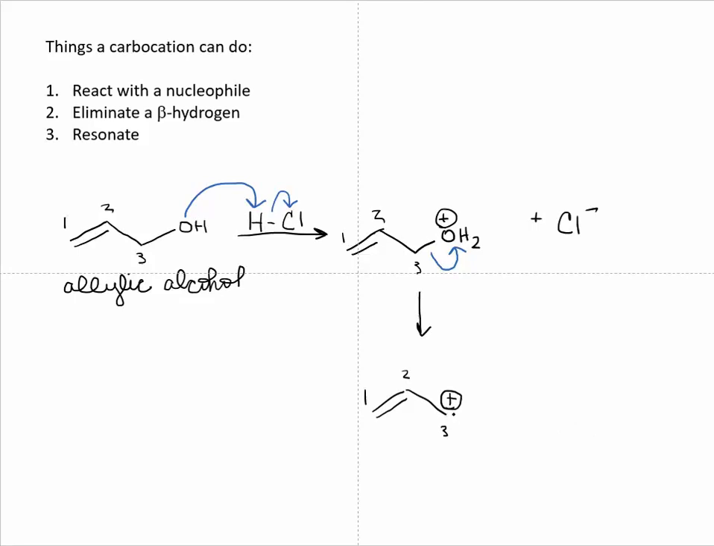This is not a primary carbocation. I know it's your first instinct to say this is primary. It is not a primary carbocation. It is allylic. Allylic and benzylic carbocations are stabilized by resonance. So one thing that this carbocation can do is resonate. The products of the resonance look like this. Now the carbocation is at carbon number 1 and the double bond is across 2 and 3. It becomes more important when you don't have a symmetric double bond like this, but carbocations can resonate.